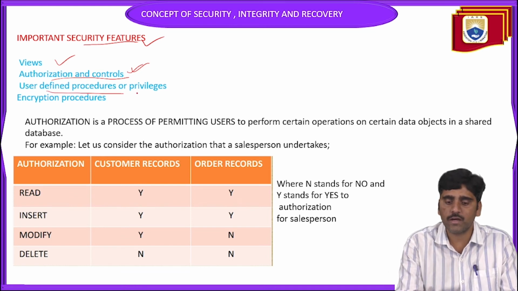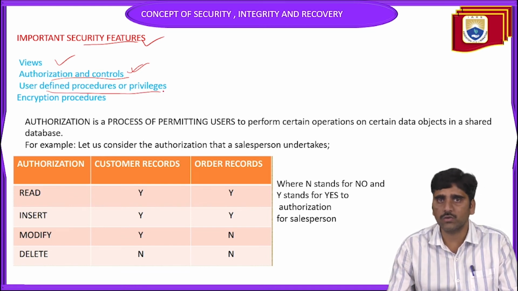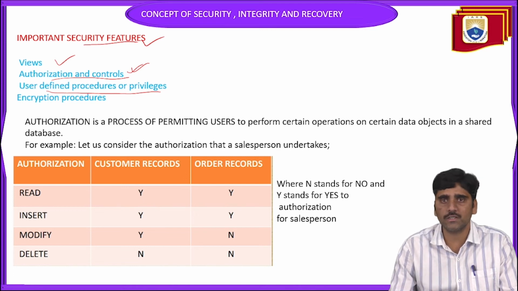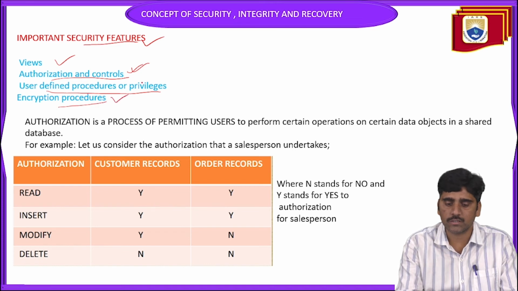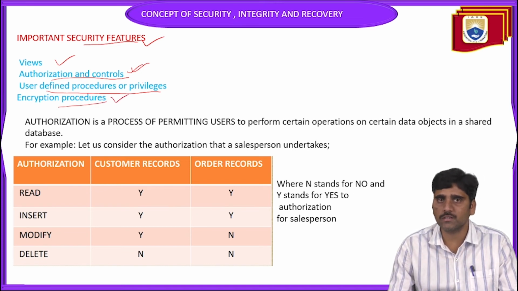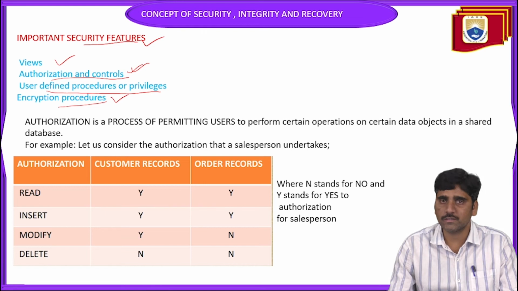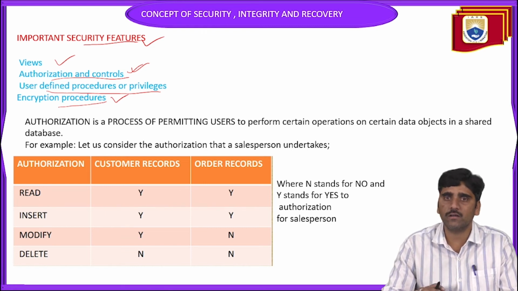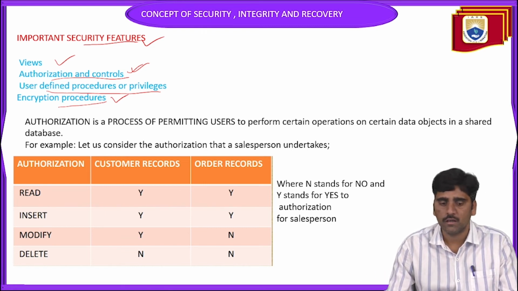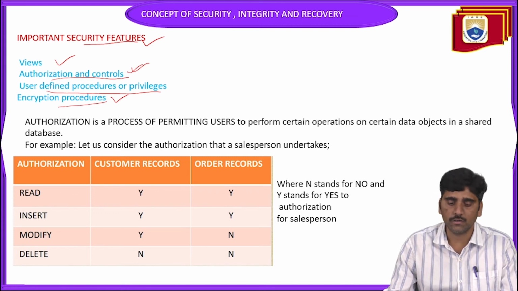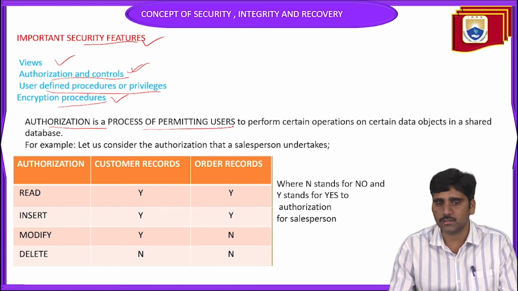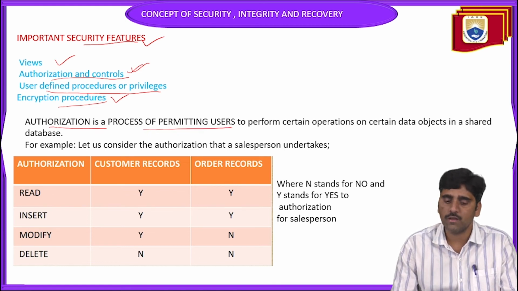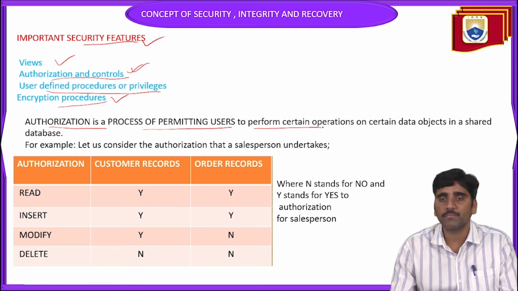And user defined procedures or privileges. The user can also define some procedures and some permissions. And encryption procedures. Data conversion or encryption procedures are also one of the security features to deliver the data to the destination very securely. Here, authorization is a process of permitting users to perform certain operations on certain data objects.